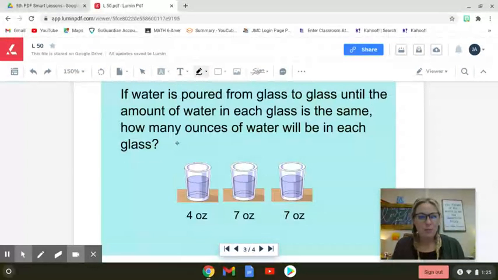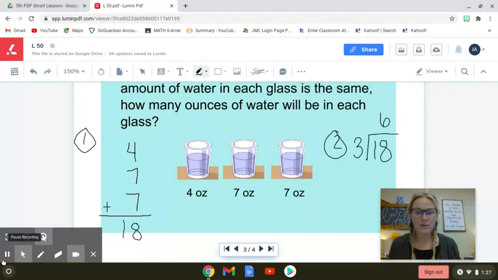If water is poured from glass to glass until the amount of water in each glass is the same, how many ounces of water will be in each glass? I have 3 glasses, so I have 3 numbers I'm working with, or 3 pieces of data. I have 4 ounces, 7 ounces, and 7 ounces. Remember those 2 steps. First, you're going to add all those numbers together. Second, you're going to divide by how many there are. So in this case, you'll divide by 3. Please try this on your own, either on paper or mentally, and unpause when you're ready to check your work with mine.